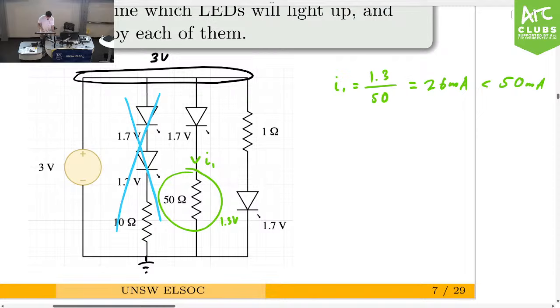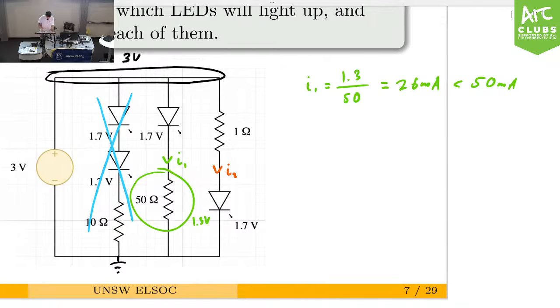Okay. Now, let's have a look at the third branch. In this case, we also have one LED, which is down here, and we also have a resistor. Since the voltage drop between these 2 points is greater than the forward voltage, this LED will light up. But let's check if the current flowing through that is greater than 50 milliamps. So you can apply the same process. At this point, we know it's going to be 1.7 volts.